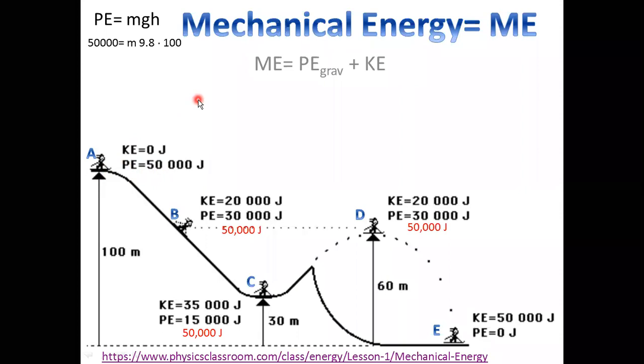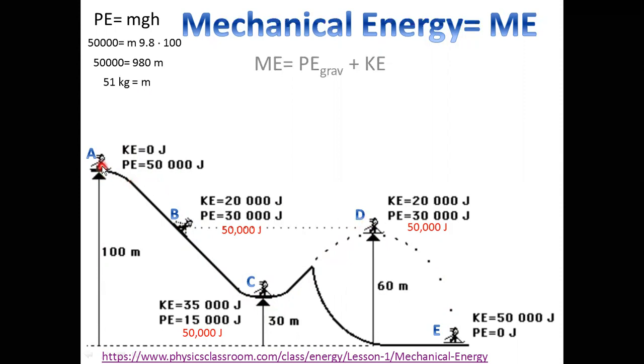Well, if we know that there's 50,000 joules of energy, m is the mass of the object. They didn't give us the mass of the object in the actual diagram, but we can calculate that by knowing g is 9.8, and by knowing that it is 100 meters off the ground to begin with. That allows us to calculate the mass of the skier at the beginning to be 51 kilograms. So PE equals mgh. We now know the mass of the skier. As the skier continues to ski, the mass is always going to be the same. So no matter where we are on the slope, m is always going to be 51.